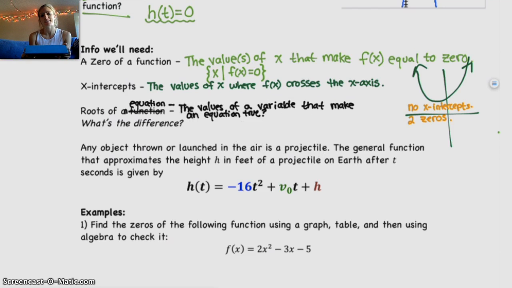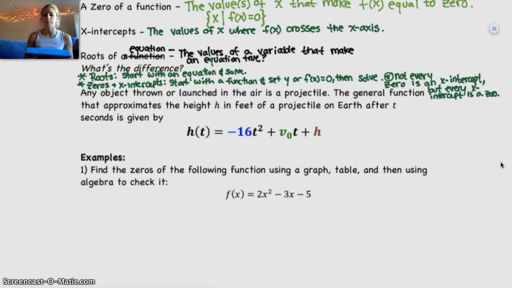All right, so we kind of talked about the difference a little bit. Roots of an equation, you start with an equation and you just solve it. The zeros and the x-intercepts are more related to a function in a graph. And then all x-intercepts are zeros, but not every zero is an x-intercept. So that's what I would say is the difference between all those things.